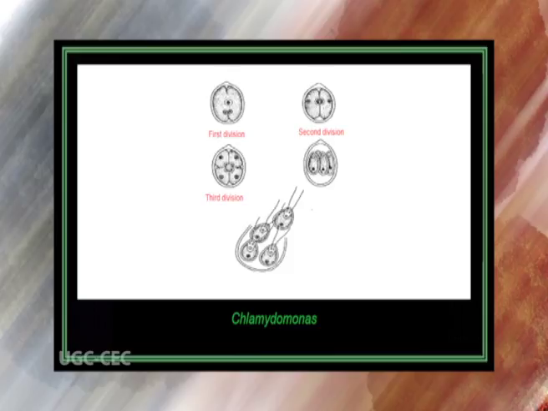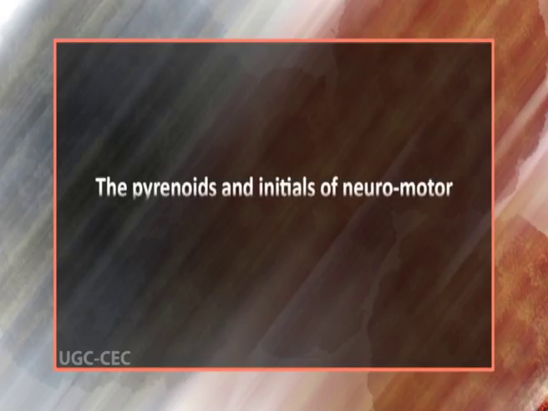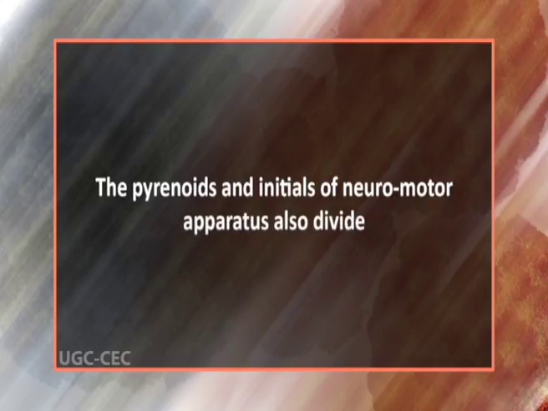The second division of protoplasm takes place at right angles to the first, thus making four daughter cells. Sometimes the protoplasm may further divide to make 8, 16 and 32 daughter protoplasts. The pyrenoids and initials of neuromotor apparatus also divide. The contractile vacuoles also develop in daughter protoplasts.